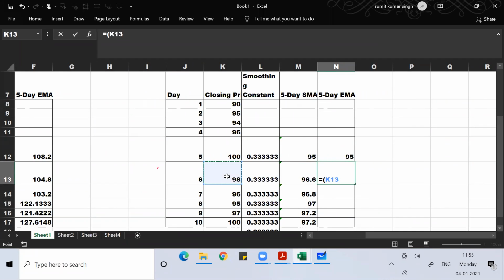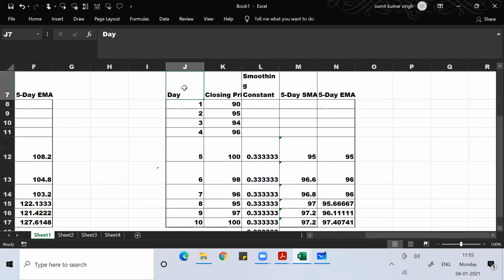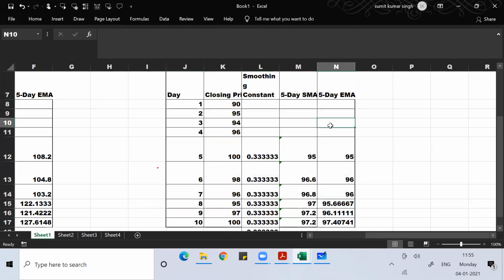In the same way, this closing price into smoothing constant plus yesterday's exponential moving average into 1 minus smoothing constant. Everyone, please write it down. Anyone who has any doubt, ask me. Do this calculation, same logic.